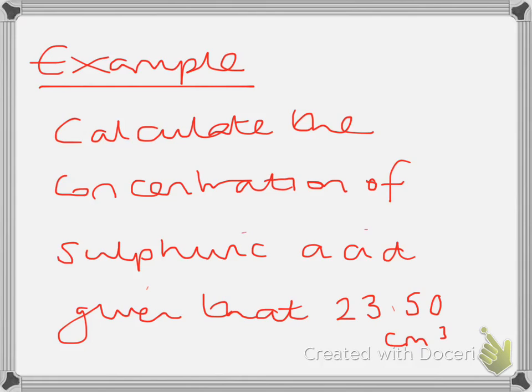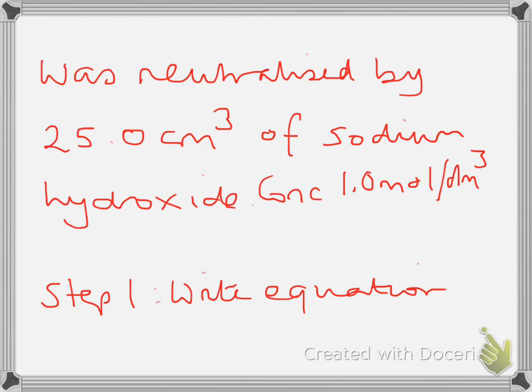So for an example, let's calculate the concentration of sulfuric acid given that 23.50 centimeters cubed was neutralized by 25.00 centimeters cubed of sodium hydroxide of concentration 1.0 moles per decimeter cubed. So in this particular calculation, you've got a standard solution of sodium hydroxide, which you know the concentration is 1.0 moles per decimeter cubed. You've used 25.00 centimeters cubed of it. Chances are that's perhaps measured out in the pipette. And the other reagent, which is sulfuric acid, all you know is the volume, which is 23.50 centimeters cubed.